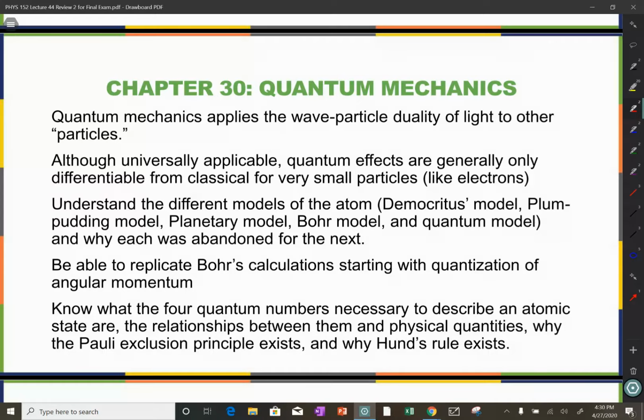Quantum mechanics has to give us correct predictions in classical physics, but it's just a lot harder to get there. Make sure you understand the different models, the plum pudding model of an atom, the planetary model, the Bohr model, and the quantum model. You should understand why each one was developed, what its strengths were, what its weaknesses were, and why ultimately they were all abandoned until we got to the quantum model, which is the current one.